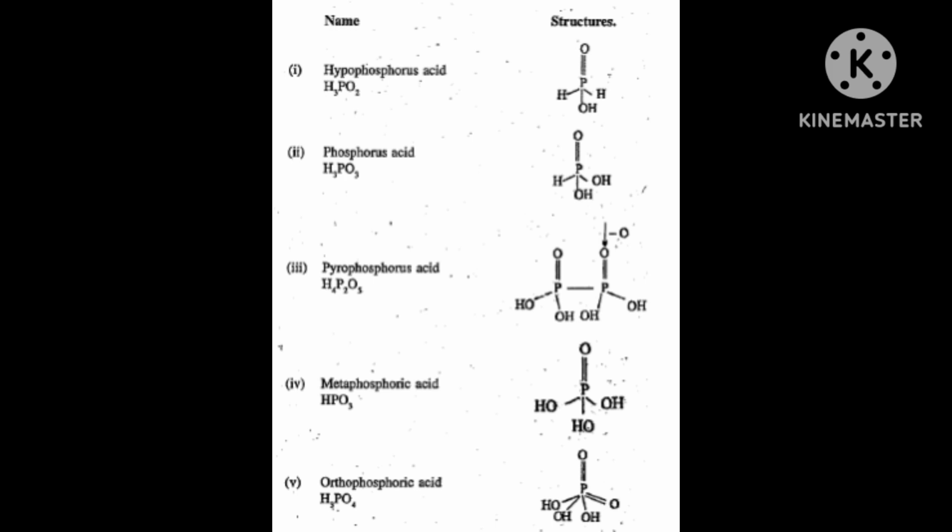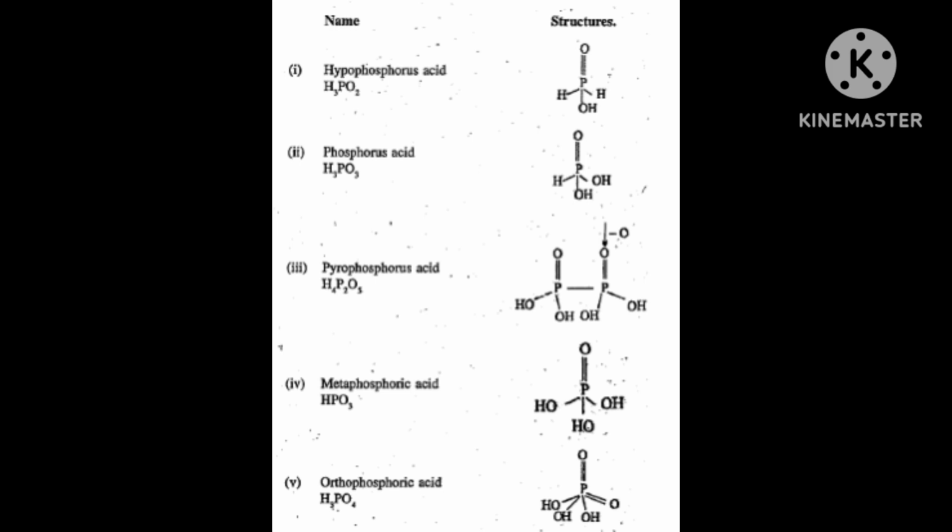3 POH bonds, 3 PO bonds meaning P double bond oxygen, 3 in number, and 3 POP bonds. Correct? It is very easy to remember. All 3 bonds are 3. Between P and O a double bond is there. And 3 POH. And how will you prepare?